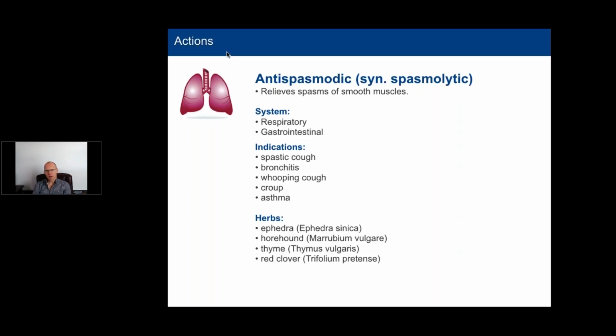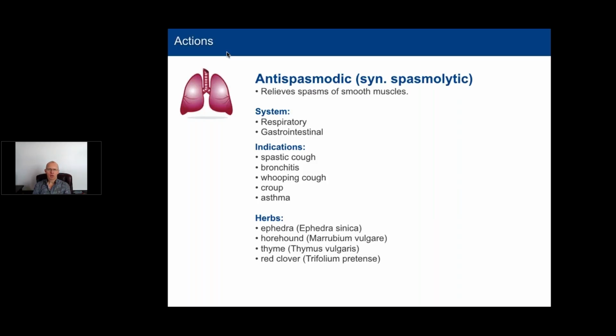Now, an antispasmodic herb could also be referred to as a spasmolytic. So in Latin, lysis or lytic means to break apart. So spasmolytic means something that helps to relieve or break apart spasms. And these herbs can be used anywhere where there's mucous or smooth muscles. And so if you think about it, generally speaking, there's a lot of smooth muscles in the gastrointestinal tract.